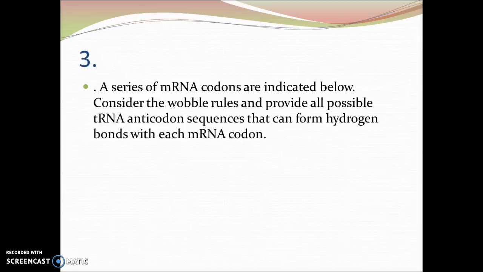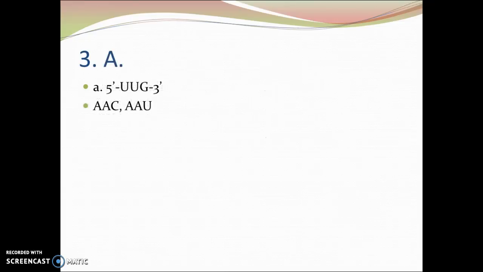Alright, 3. The series of mRNA codons are indicated below. Consider the wobble rules and provide all possible tRNA anticodon sequences that can form hydrogen bonds with each mRNA codon. So for 3A, we have 5' UUG 3'. And so AAC and AAU are anticodons.